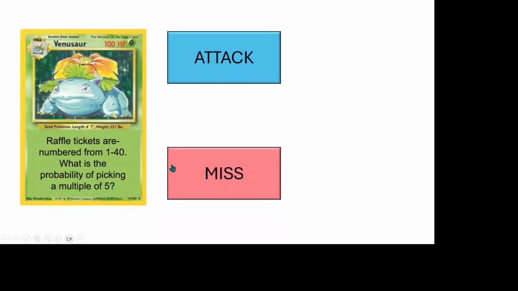Next, raffle tickets are numbered from 1 to 40. What is the probability of picking a multiple of 5? Of course, to get the number of multiples of 5 from 1 to 40, you just have to divide 40 by 5. So 40 divided by 5 is 8. So there will be 8 out of the 40 numbers. 8 over 40, when simplified, will give us 1 over 5. So 1 over 5 is the answer to this one.